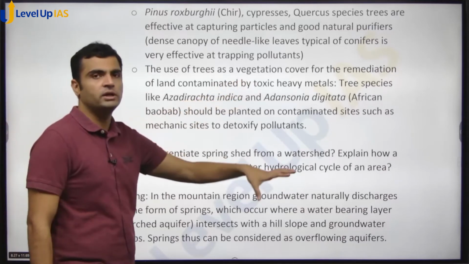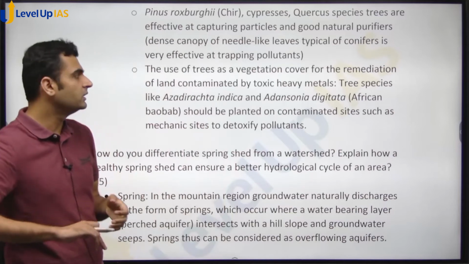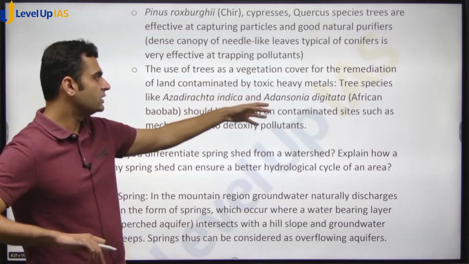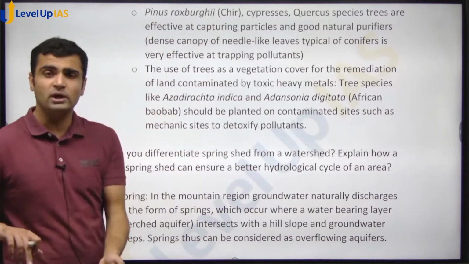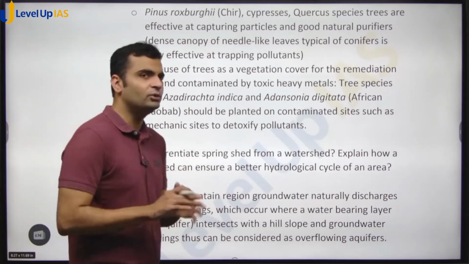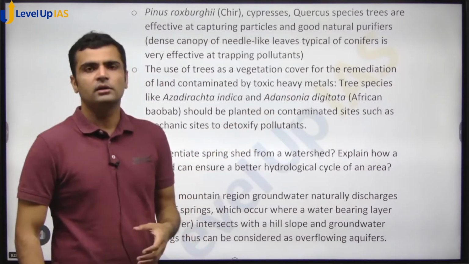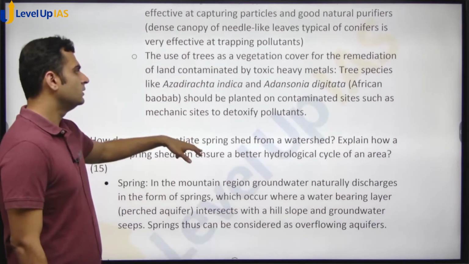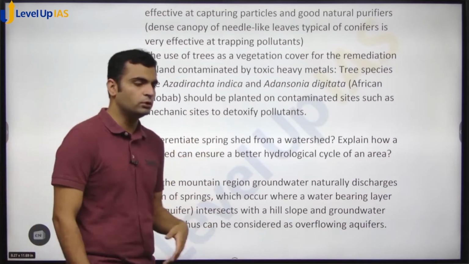Again, toxic heavy metals, as we have talked about, some trees are quite effective in filtering them out. So, there are Azadirachta indica, Adansonia digitata, the African baobab. You may have seen their photos. If you have not, please Google it. It's a very unique looking tree. We can find that in Africa and our Arabian Peninsula as well. They should be planted on contaminated sites such as mechanic sites to detoxify pollutants.